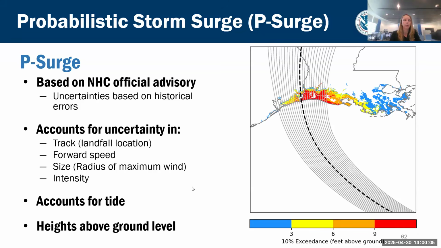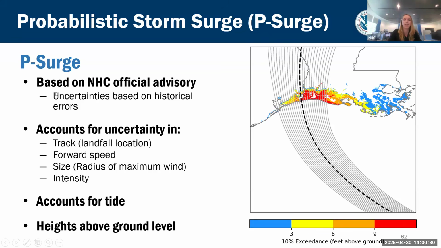So with that, I will move on to the real-time products. I'm going to start with the probabilistic storm surge model. P-surge is essentially just an ensemble version of our SLOSH model. So we're going to run our SLOSH with a family of storms, not just one time. That is what we're going to call P-surge.